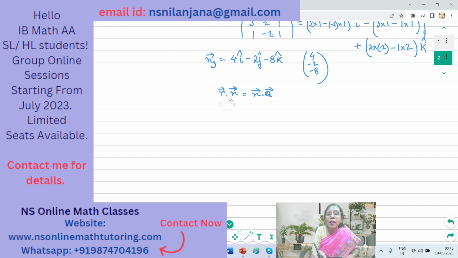So r, what is the r? r is the position vector of any point on the plane having the coordinates x, y, z. And n is the normal vector to that plane that we have found, this one. And a is the position vector of a point whose coordinates are known and which is on the plane. In this case, the coordinates are 0, 0, 0. Okay.